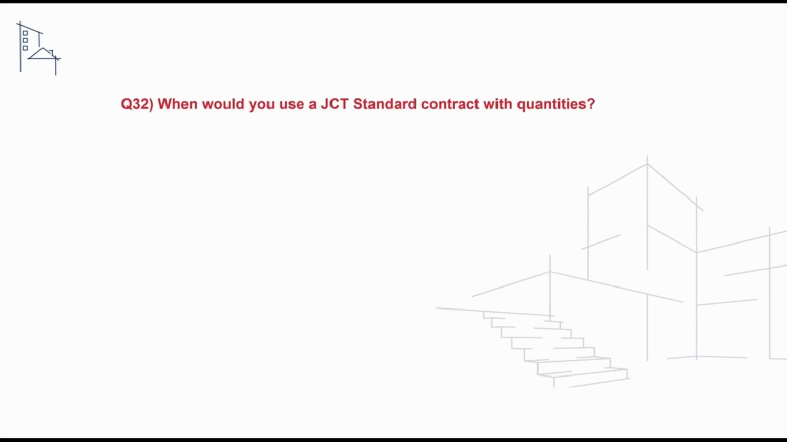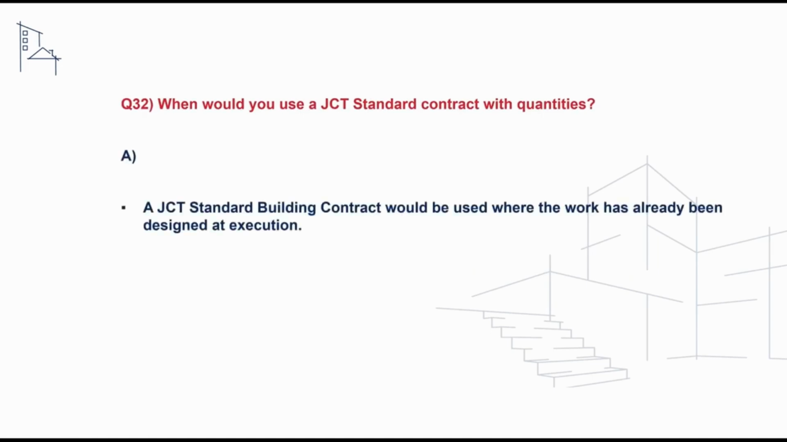The next question we'll take a look at is when would you use a JCT standard contract with quantities? And to address this, we could advise that a JCT standard building contract is used where the works have already been designed at execution. It is suitable for use with a bill of quantities.